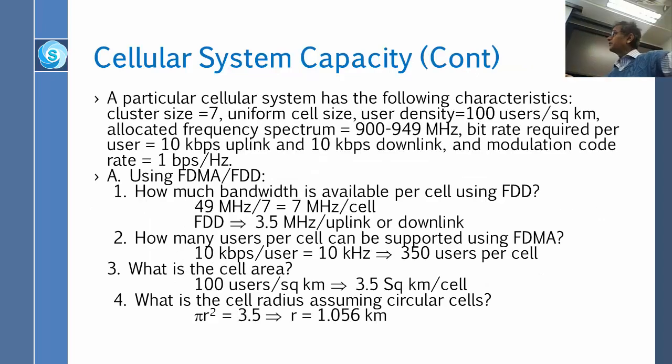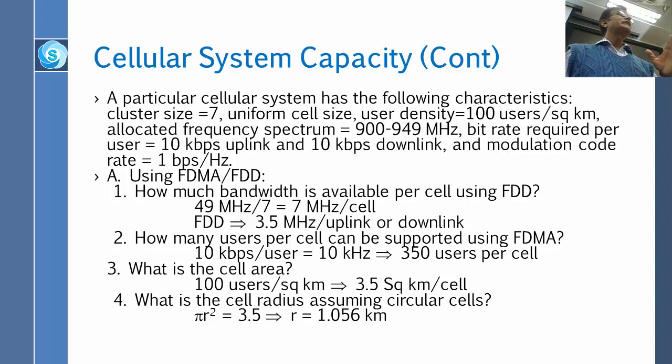How much bandwidth is available per cell? So you have 49 megahertz and there are 7 cells, so you have to divide that by 7. 7 megahertz per cell. If you are going to use FDD, then you will use 3.5 for uplink and 3.5 for downlink. Now, you have to differentiate between FDD and FDMA.